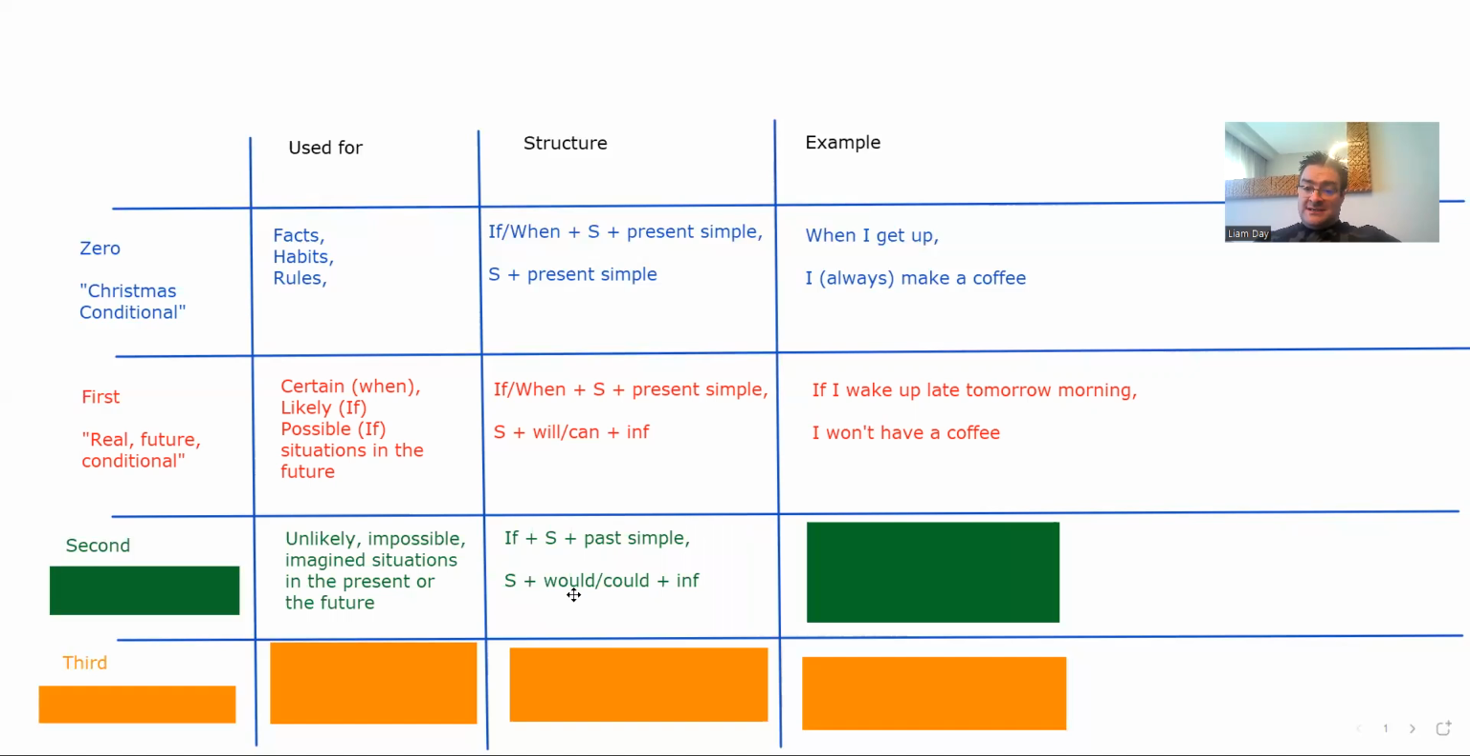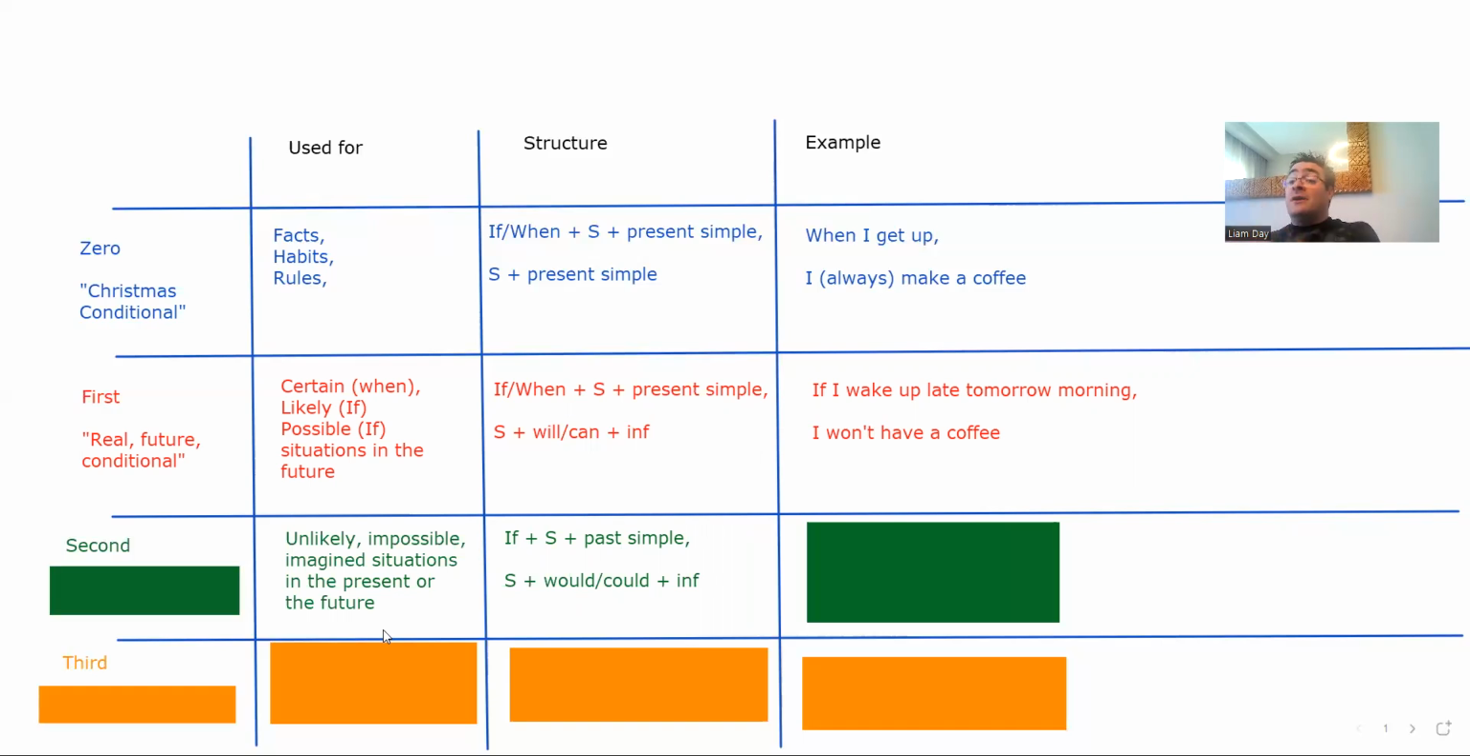And you can also see differences here. So we cannot use when with this one. It has to be if. And we have past simple instead of present simple. Now, this is nothing to do with the past. We are not talking about the past. We're talking about the present or future. Why is it there? It's there to help the listener understand the difference.